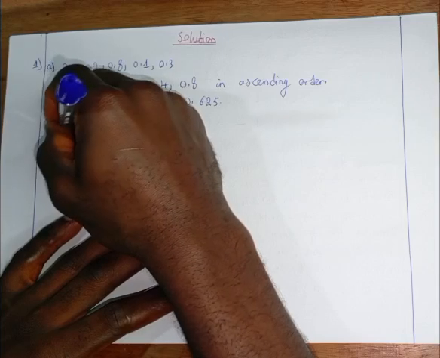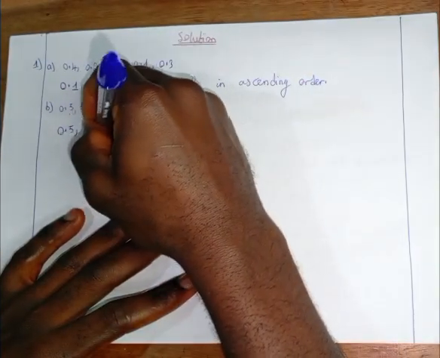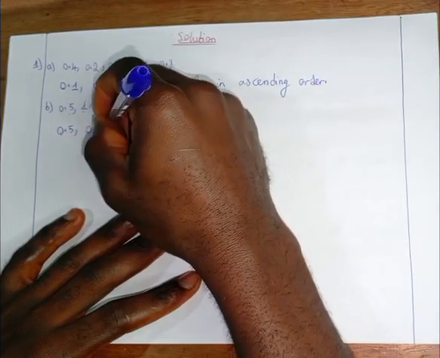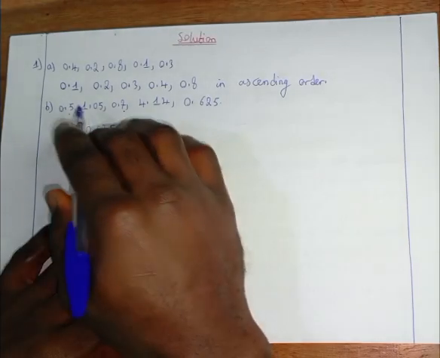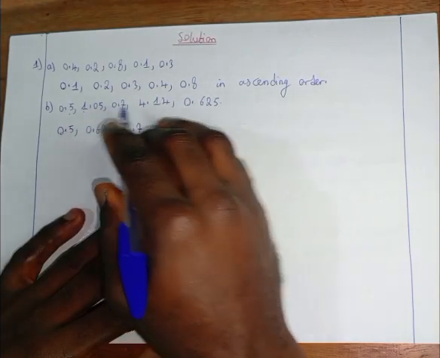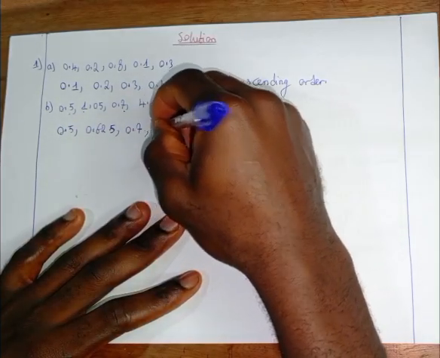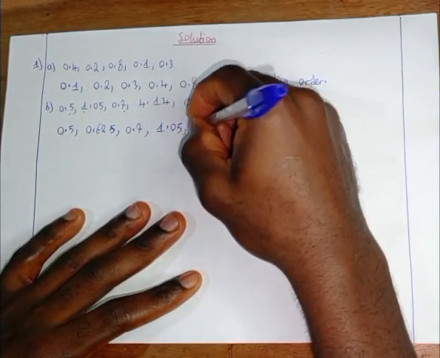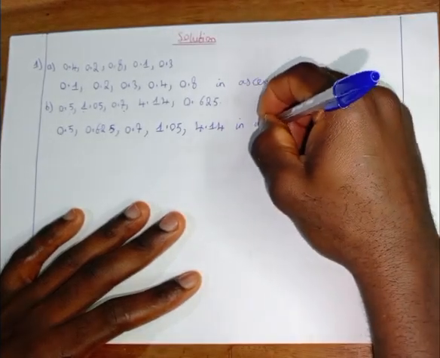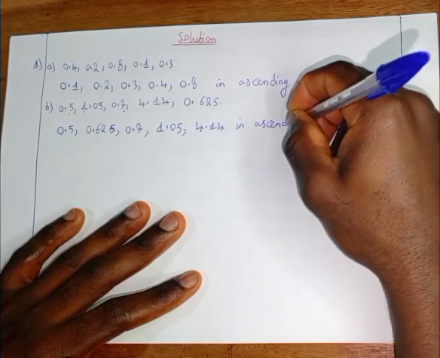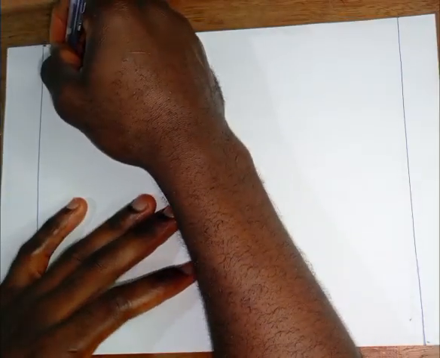So the first one will be 0.5, followed by 0.625. Next, 0.7. We have now 1.05 and 4.14. We know 1 is less than 4, followed by 1.05, and lastly 4.14 in ascending order. We go to C.